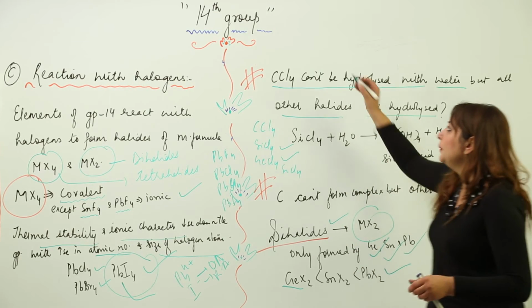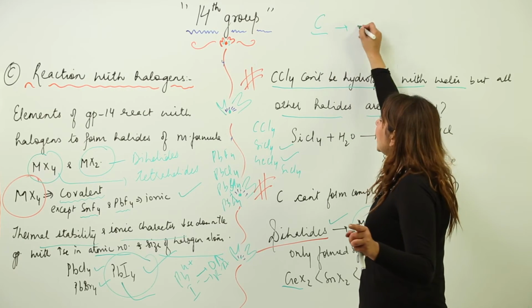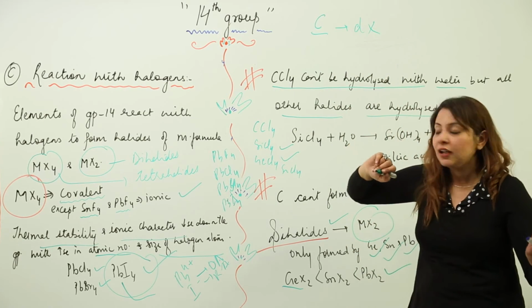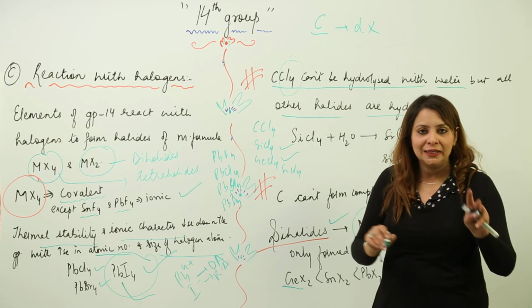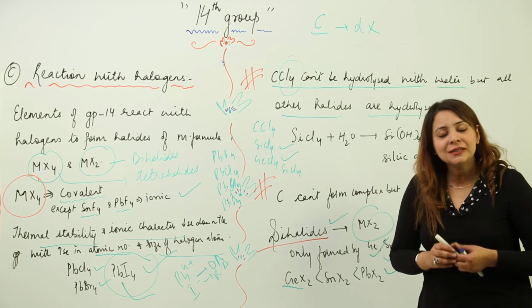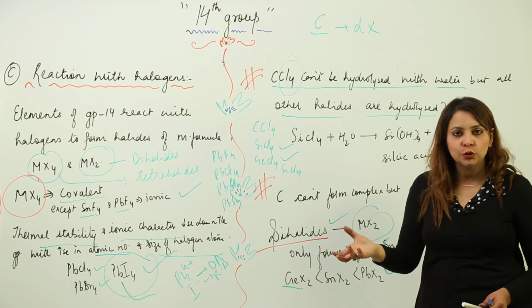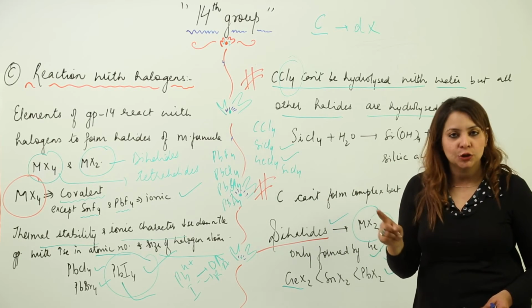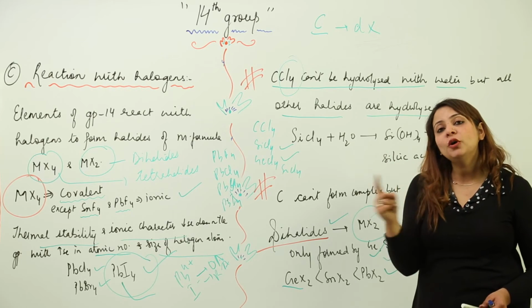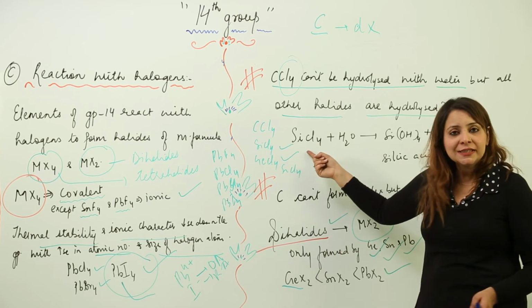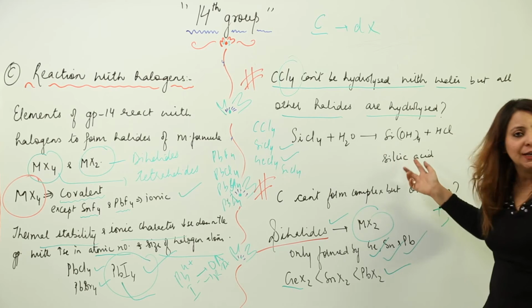As we know, carbon is very small and it lacks d orbitals, no d orbital is there, and it is already holding 4 chlorines. So due to small size and lack of d orbitals, it cannot hold more water molecules. That is the reason it can't be hydrolyzed. But if we talk about the other halides, like SiCl4, it can be easily hydrolyzed.